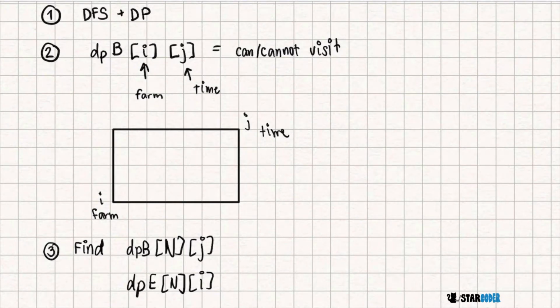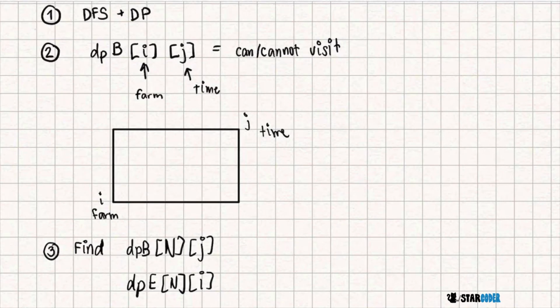We're going to turn this into a Boolean array, so the value here is going to be true or false. It's going to be true if we can visit farm I at time J using Bessie, or for the DP for Elsie, using Elsie. And if we cannot, then it's just going to be false. So we're going to have this 2D DP, and again, we're taking a knapsack sort of idea.